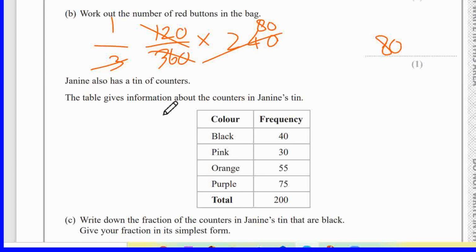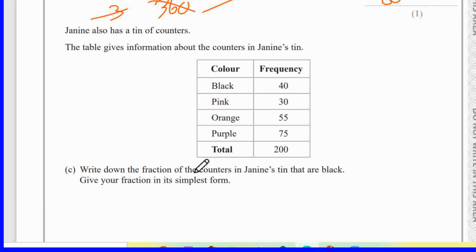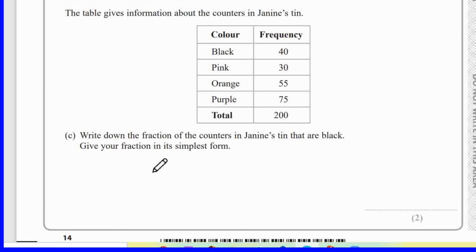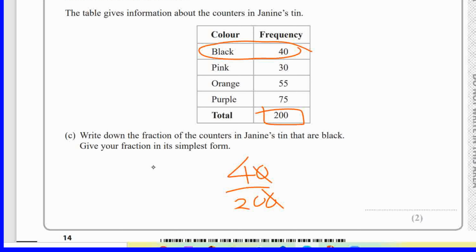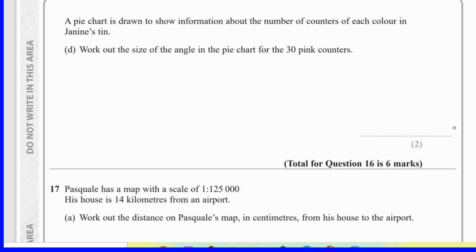Now Janine also has a tin of counters. The table gives information about the counters in Janine's tin. Write down the fraction of the counters in Janine's tin that are black. Give your fraction in simplest form. So black here, total is 200, so 40 over 200, we simplify this one. 4 and 20 will make 1 over 5. 1 over 5.